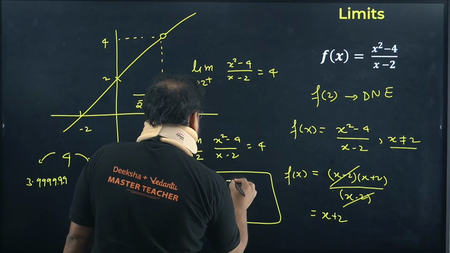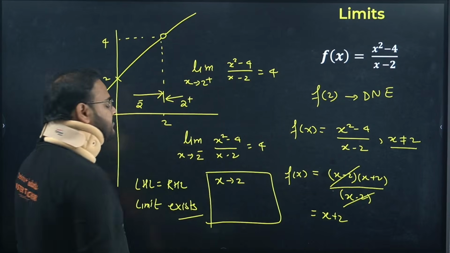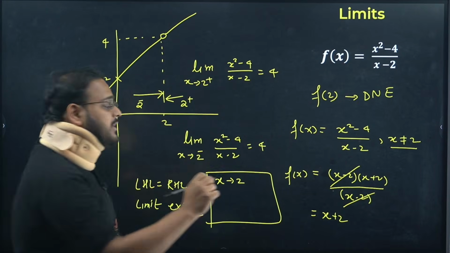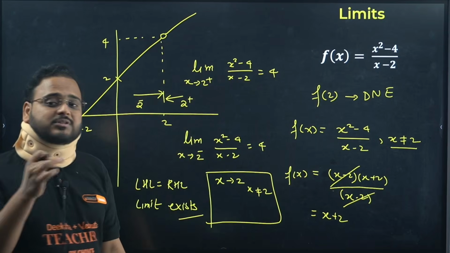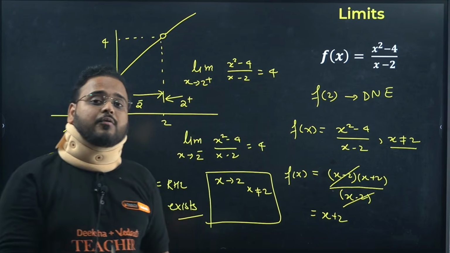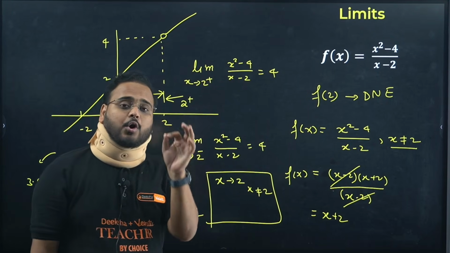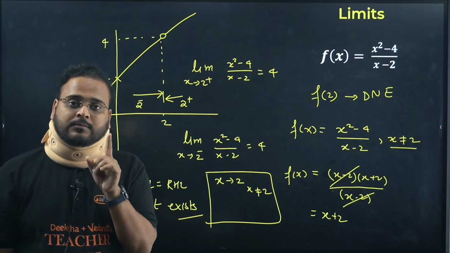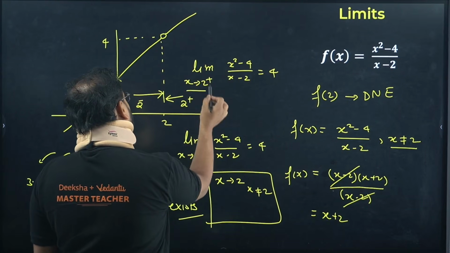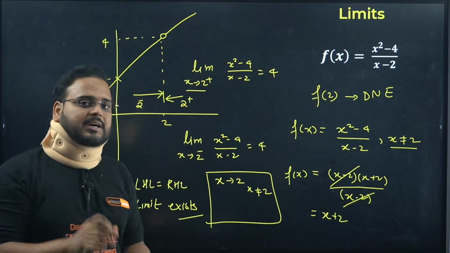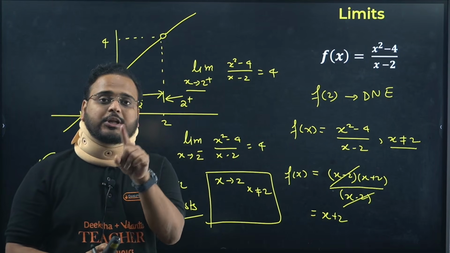Whenever I say x tends to 2, what's the meaning of this? This has only one meaning, that x is not equal to 2. Whenever you see x tends to 2, the meaning over here is x is not equal to 2. Clear? Okay, but what about this, sir? X tends to 2 means x is not equal to 2 but close to 2. Understand? X tends to 2 means not equal but close to 2.